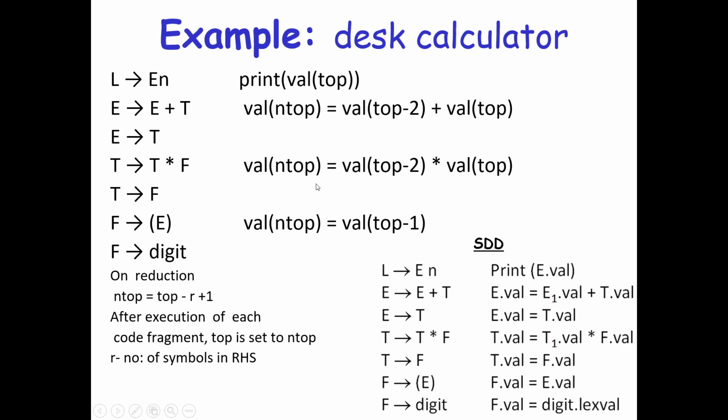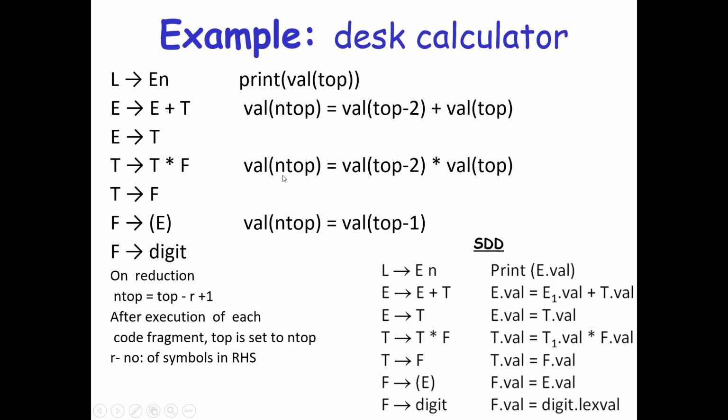In this case also, T gives T star F contains 3 symbols on the right hand side. So we have to pop the 3 symbols and push the left hand side symbol T onto the stack. F is in the top position, star is in the top minus 1 position, then capital T is at the top minus 2 position. After popping these, we have to push capital T onto the stack.